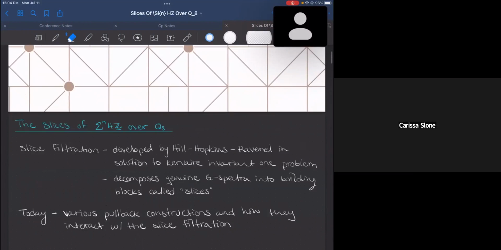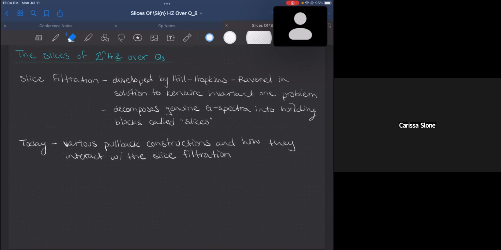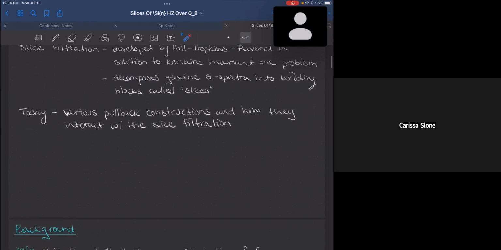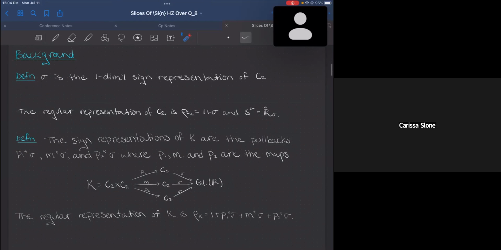All right, so today we're going to be talking about the slice filtration. The slice filtration was developed by Hill, Hopkins, and Ravenel in their solution to the Kervaire invariant one problem. What the slice filtration does is that it decomposes genuine G-spectra into building blocks, which we call slices. Today, we're going to be talking about various pullback constructions and how they interact with the slice filtration. First up, we've got some background.